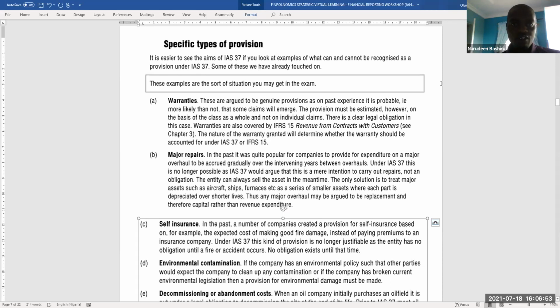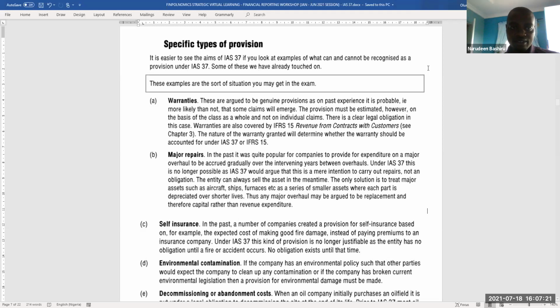Specific types of provisions. It is easier to see the aims of IAS 37 if you look at examples of what can and cannot be recognized as a provision under IAS 37. Some of these we have already touched on. These examples are the sort of situation you may get in the exams.